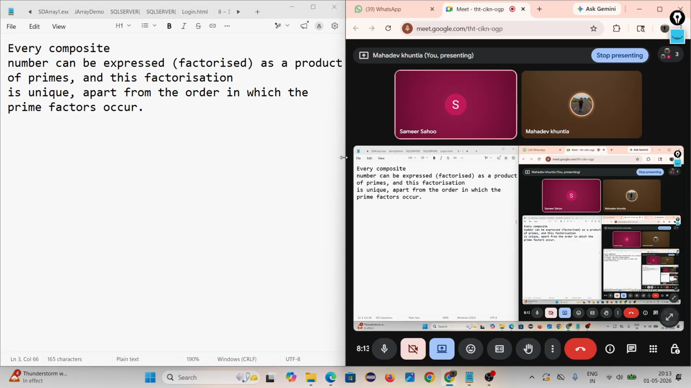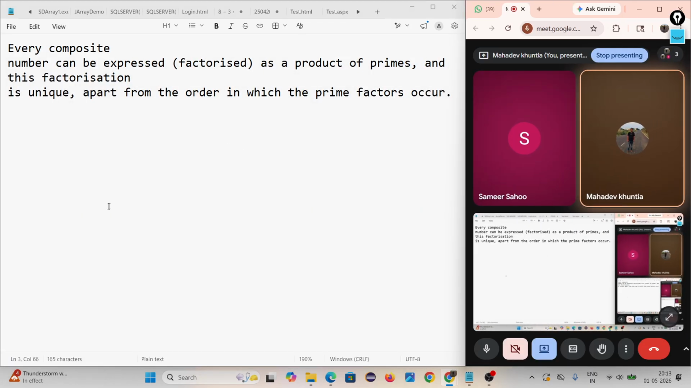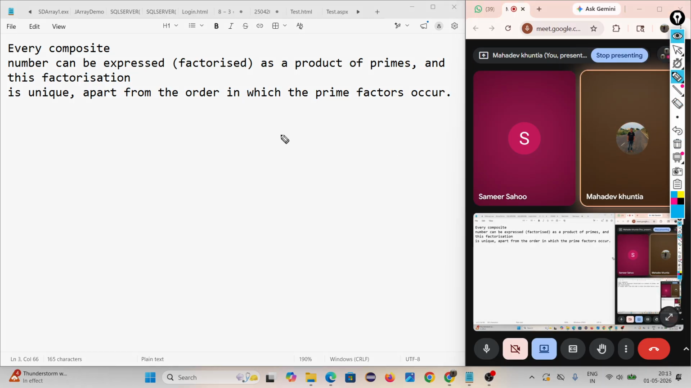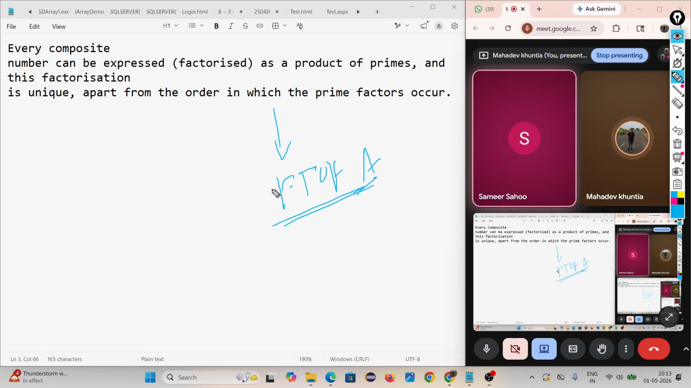Look, this is called the fundamental theorem of arithmetic. What is it called? Fundamental theorem of arithmetic. Okay. What does this theorem say?